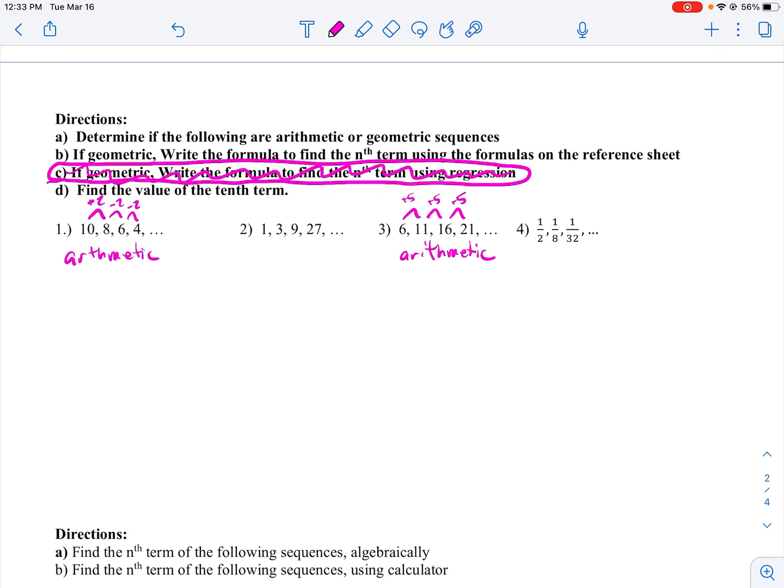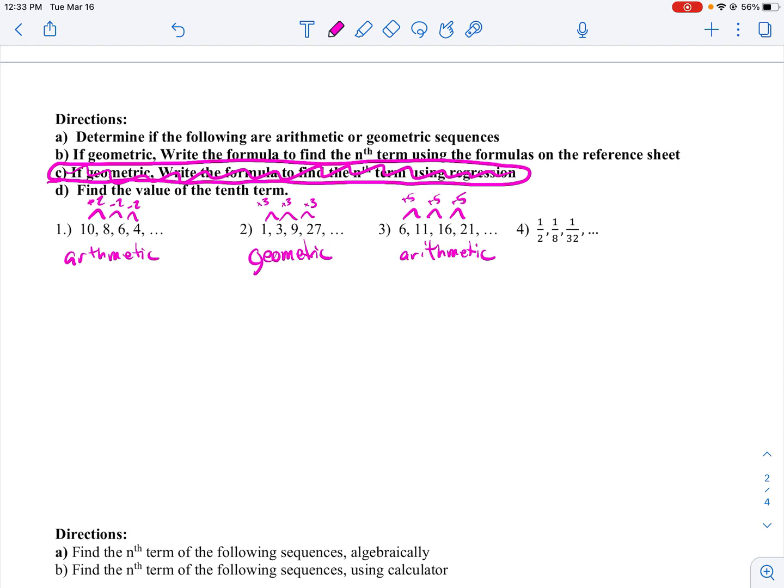algebraic method. Okay? So take a look at 2 and 4, because those are definitely geometric, right? So take a look at 2, right? From there to there, it looks like we're multiplying by 3. From there to there, multiplying by 3. And from there to there, multiplying by 3. All right, so definitely geometric. Okay? However, take a look at number 4, right?